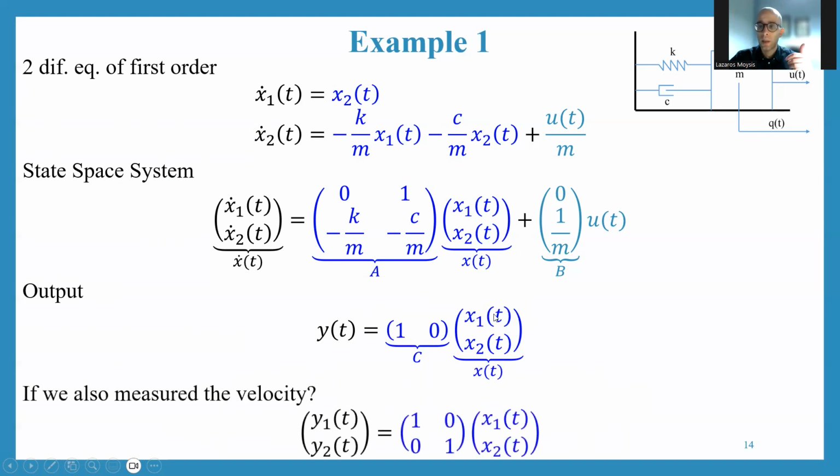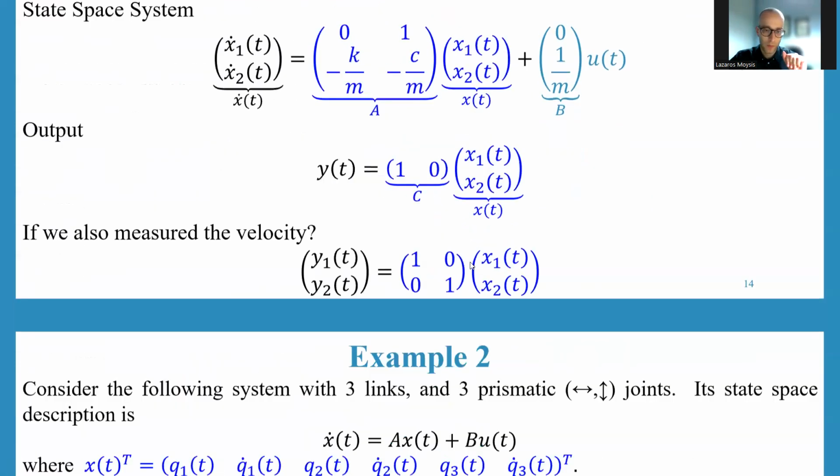But if I assume that I can also measure the velocity, then I have this identity matrix where the first output is the displacement, the second output is the velocity, right? So simple as that for deriving the state space equation of the system, okay? And remember, we need both the state equations and the output equations to have a full description of the system.